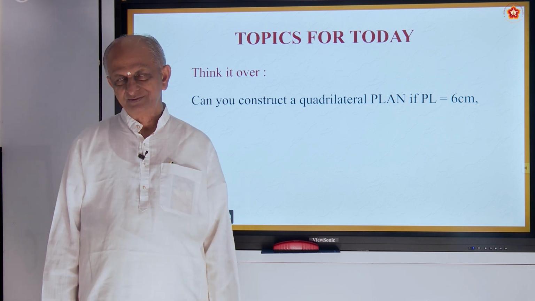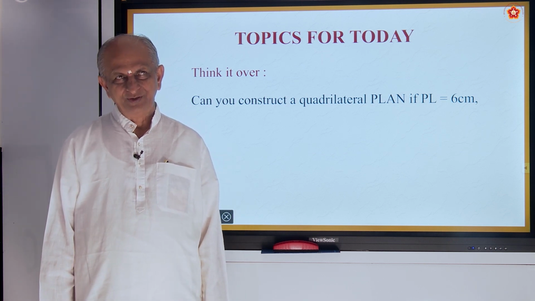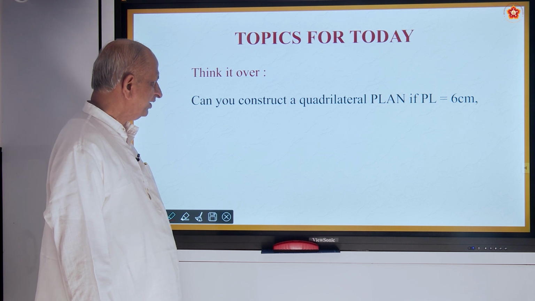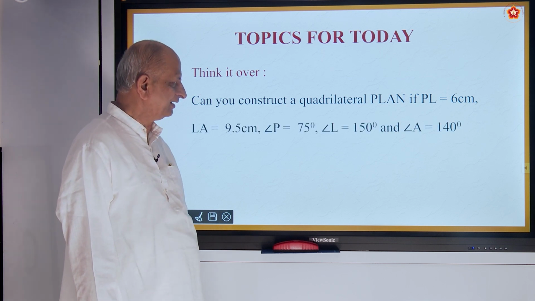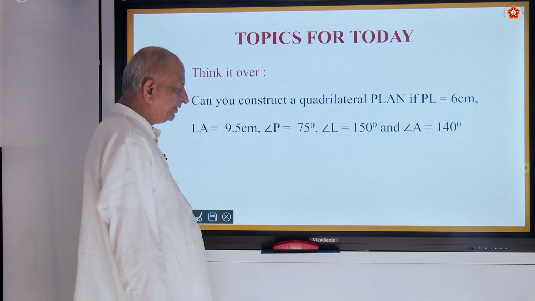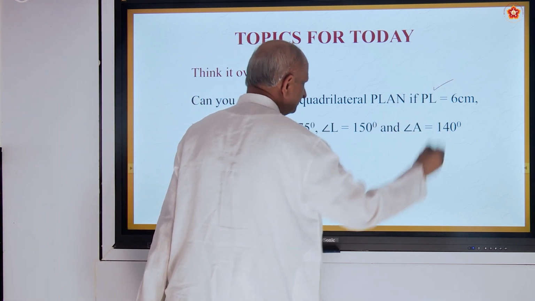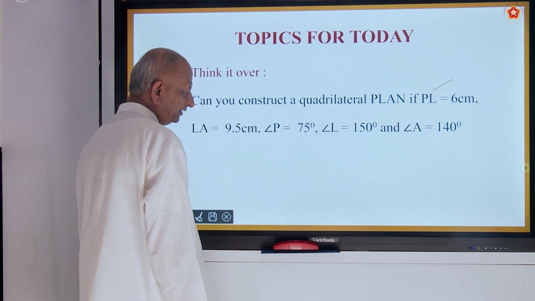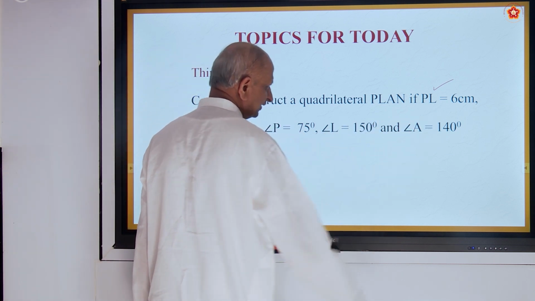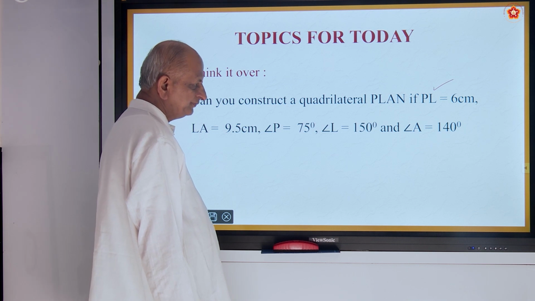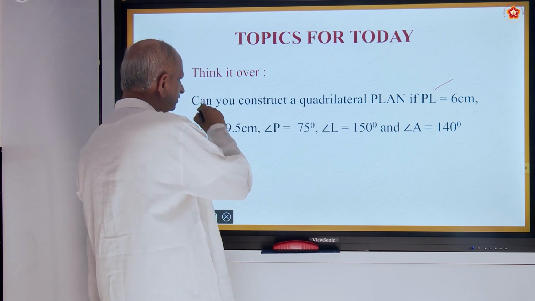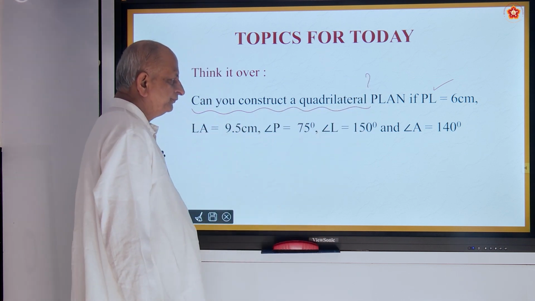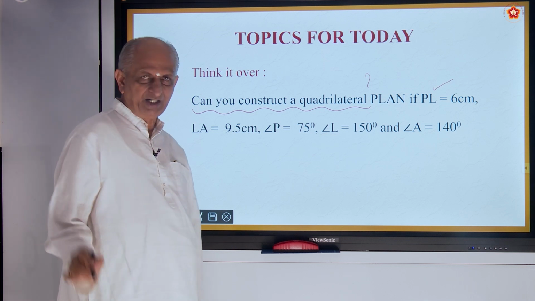Now here is one question, something like a puzzle. You must tell whether it is possible to construct a quadrilateral or not. Can you construct a quadrilateral PLAN? Here PL is given to be 6 centimeters and LA is given to be 9.5. Angle P is 75. Angle L is 150. Angle A is 140. And the question is, can you construct a quadrilateral? Here 2 sides and 3 angles are given.